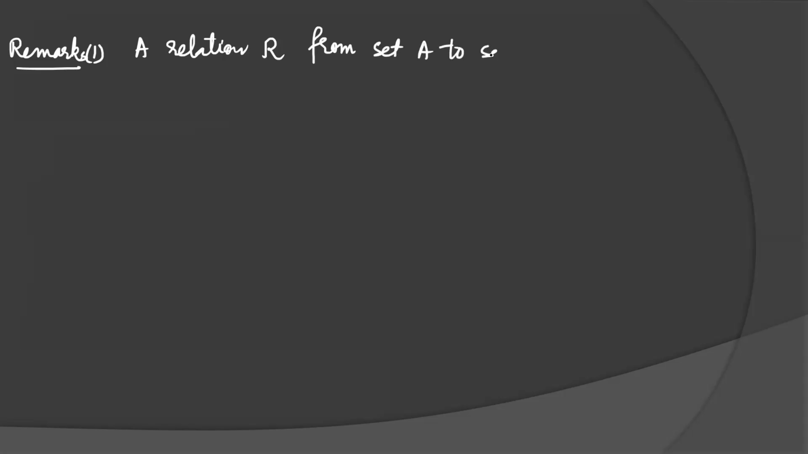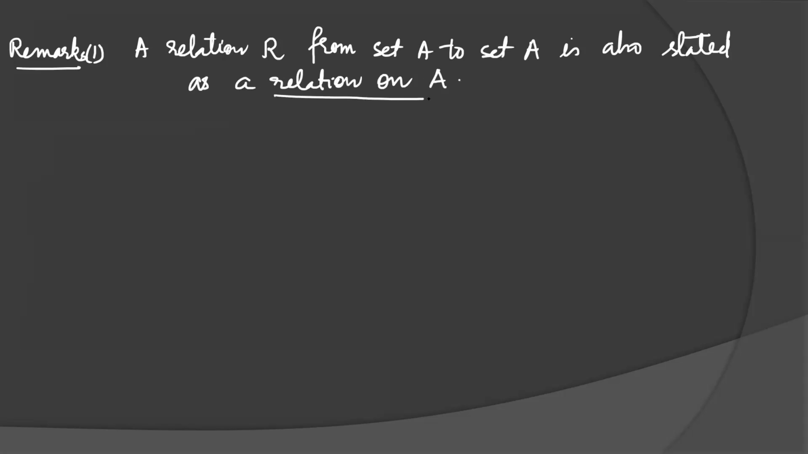Let's see some more remarks here. First remark: a relation R from set A to set A, meaning A to A, is also called a relation on A. It means it is A to A only. One definition I am going to add here.